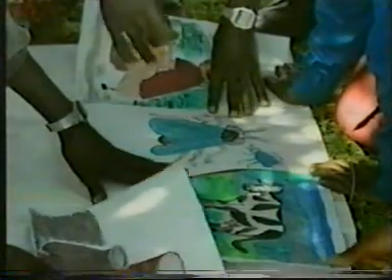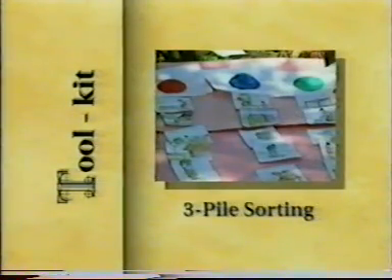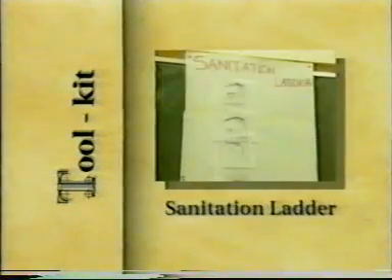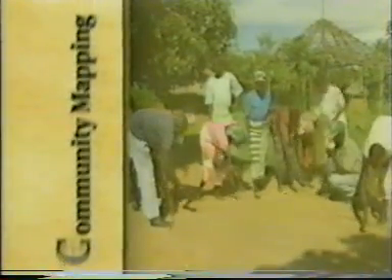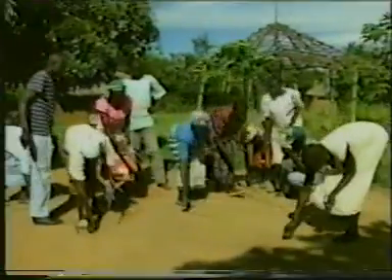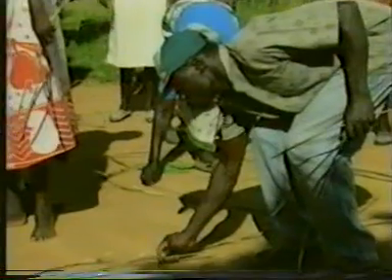Among the tools used to involve the community: community mapping, 3-pile sorting, transmission routes, the pocket chart, and the sanitation ladder. Community mapping is often the entry point for involving the local residents who, using available materials, together draw a picture or map of the community.